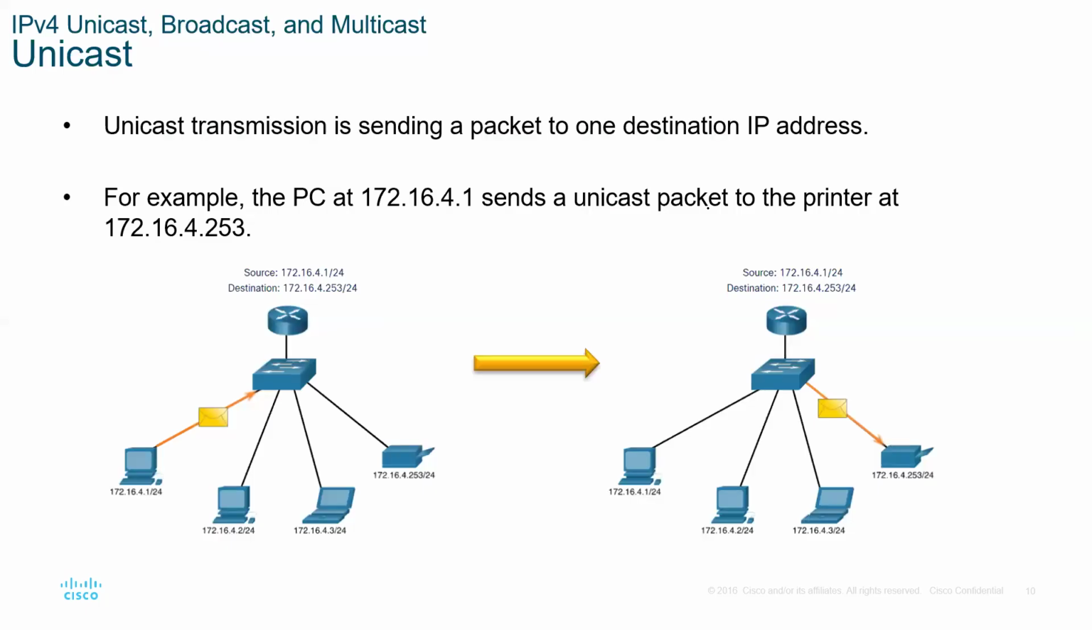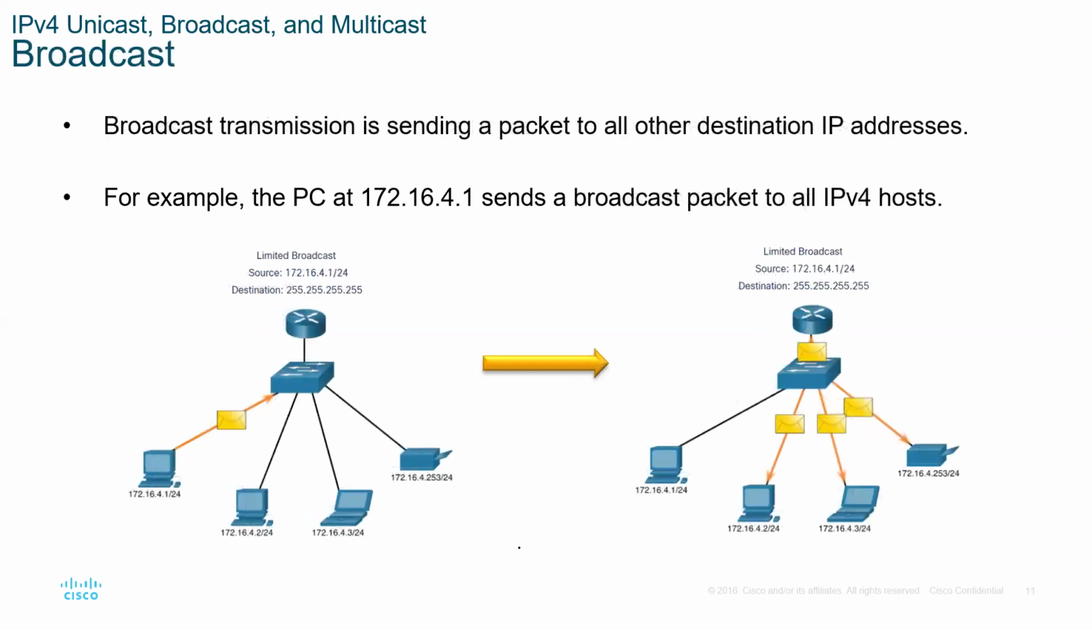Unicast transmission is sending a packet to one destination, right? If I'm sending to one device, we call that unicast transmission. For example, here we have this PC trying to send information to this printer. So you can see information just goes to the router and to the printer. Unicast transmission.